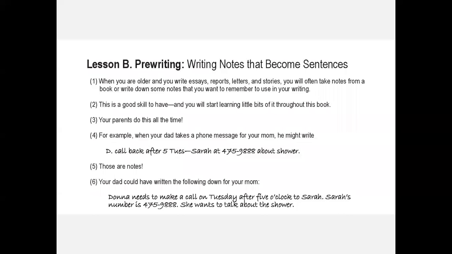All right, so then it talks about how notes can become sentences. It uses an example of a note that their dad might leave for their mom: "D, call back after 5:02, Sarah at this number about shower." And he could have written all of this down. And this is an important thing for students to note in choosing the most important things to put in notes. The dad, the person with the notes, has to be able to take these notes and write a sentence about them. So that tells students that you need the most important components of the sentence in order to be able to write this sentence from it.